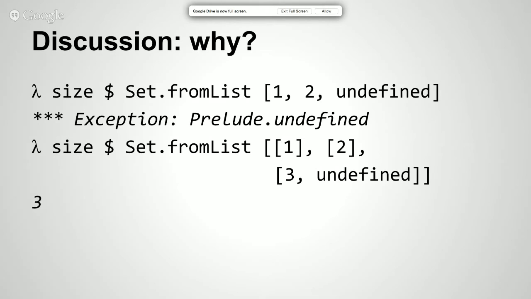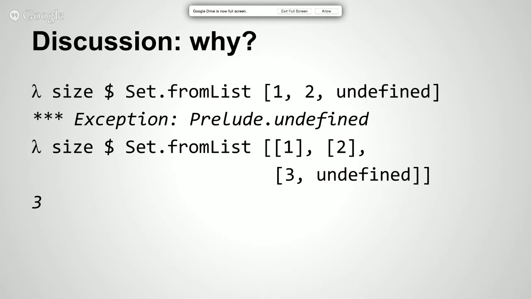Exactly. Whereas if you have the second list, which is the list of lists, each of those in turn is a perfectly valid orderable list. I don't know what criteria set uses to order lists. It's lexicographic, the same principle as alphabetical. So this would actually fail if instead of 3, undefined, it was 2, undefined, and the other one was like 2, 1 or something.